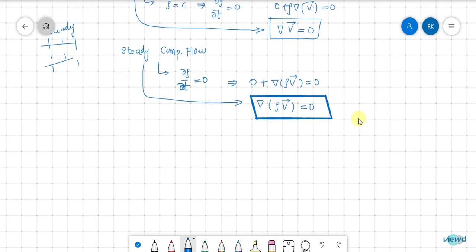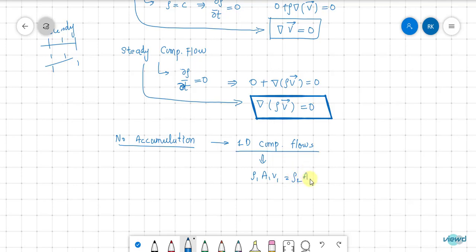And another one, so we have considered accumulation. If there is no accumulation of mass in the control volume, then for 1D compressible flows, one directional compressible flows, the continuity equation will be ρ1 A1 V1 is equal to ρ2 A2 V2. This is the mass flow rate. Mass flow rate is equal to ρ1 A1 V1, which is equal to ρ2 A2 V2. That will be the continuity equation for 1D compressible flows.